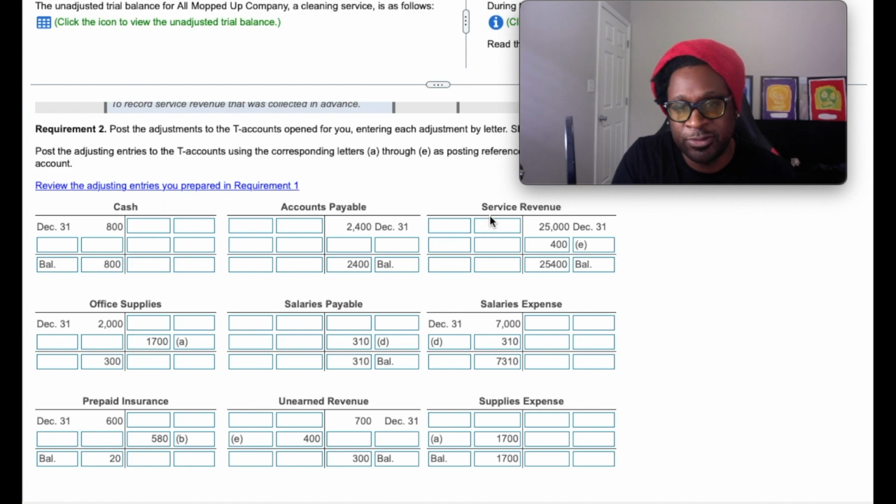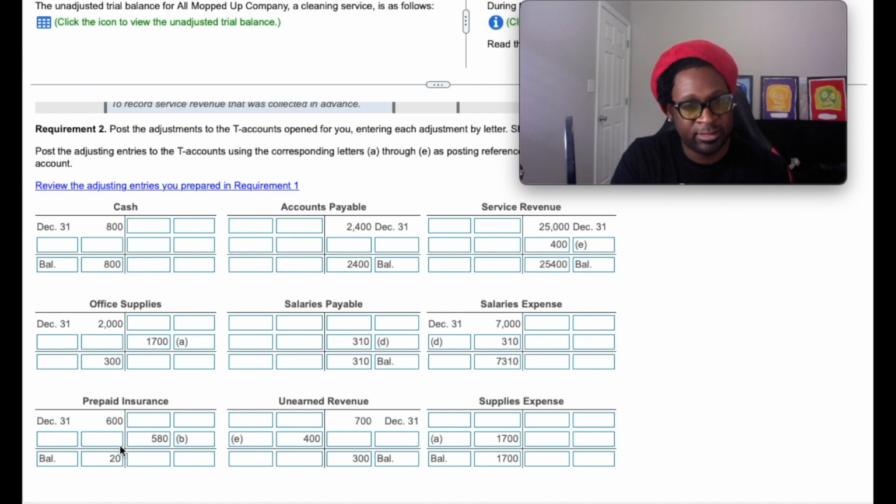So we saw that service revenue, we had to credit it for $400, thus had to increase the balance. Remember, we had to accrue revenue. We also saw with supplies, we had some supplies that were used. So of course we have to credit supplies for the $1,700, which will give us a new balance. We had some accrued salaries as well, which made us have to increase our liability of $310. Obviously, that same accrued salaries also encouraged us to increase the salaries expense of $310. So we have a new balance.